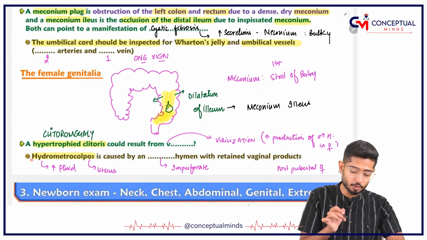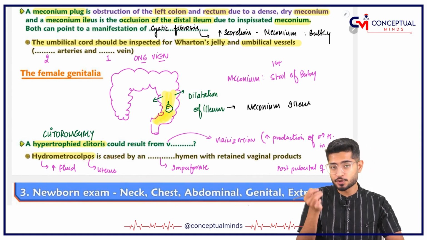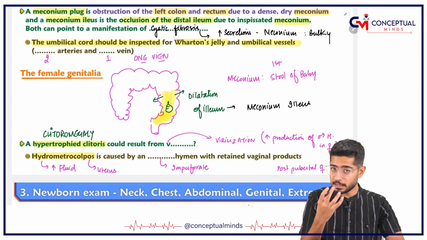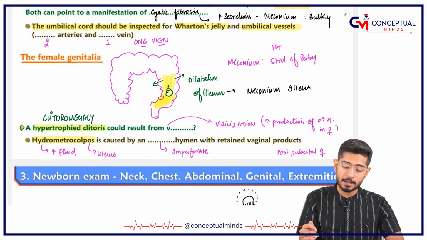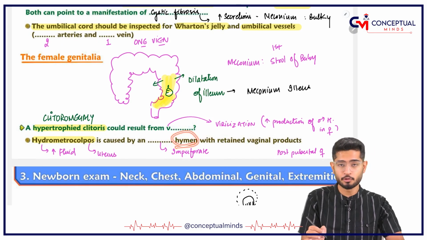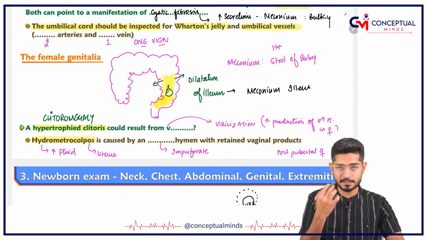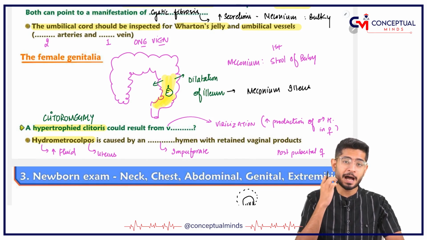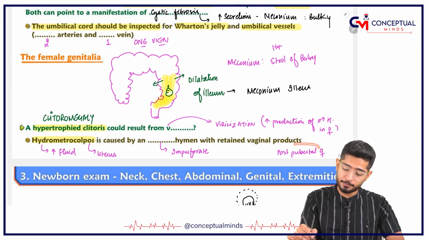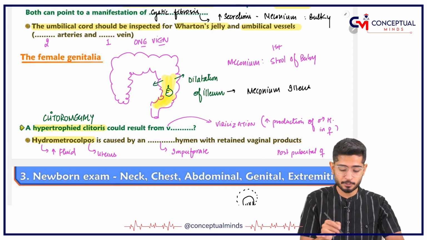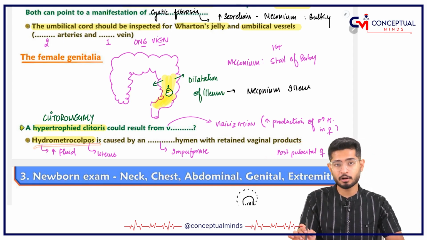Next is hydrometrocolpos, meaning increased fluid, in the uterus. So the uterus might have an increased amount of fluid. Why? Because the hymen is present near the vagina, and if the hymen is not torn, if it is imperforate, then at or near puberty there will be hydrometrocolpos. That is imperforate hymen.